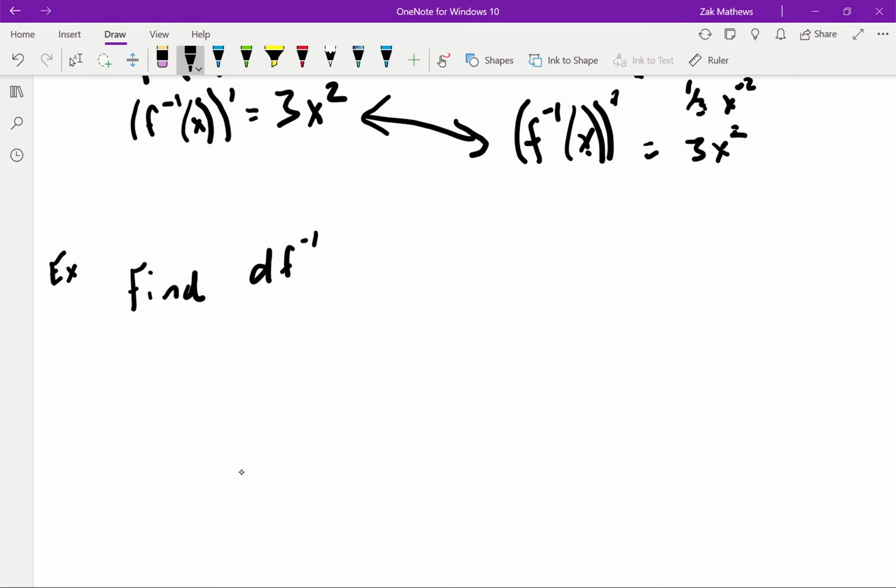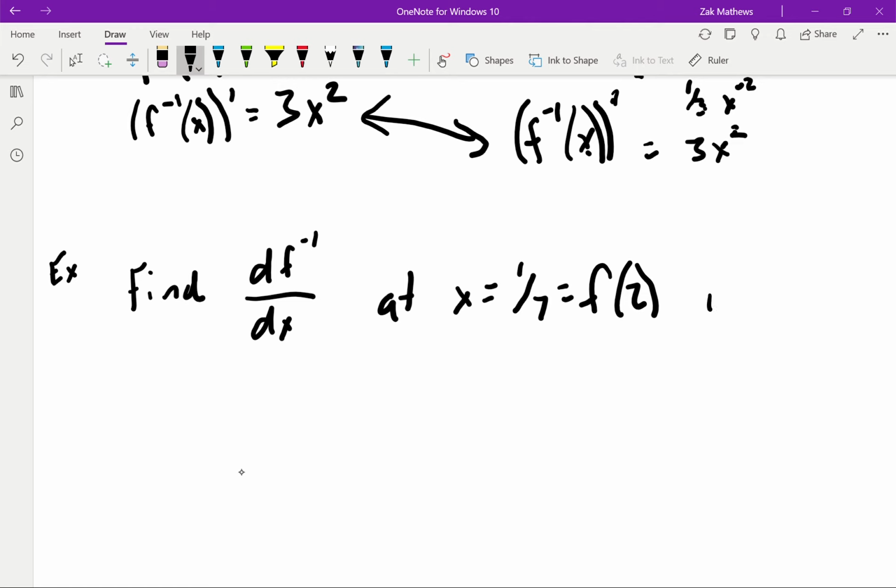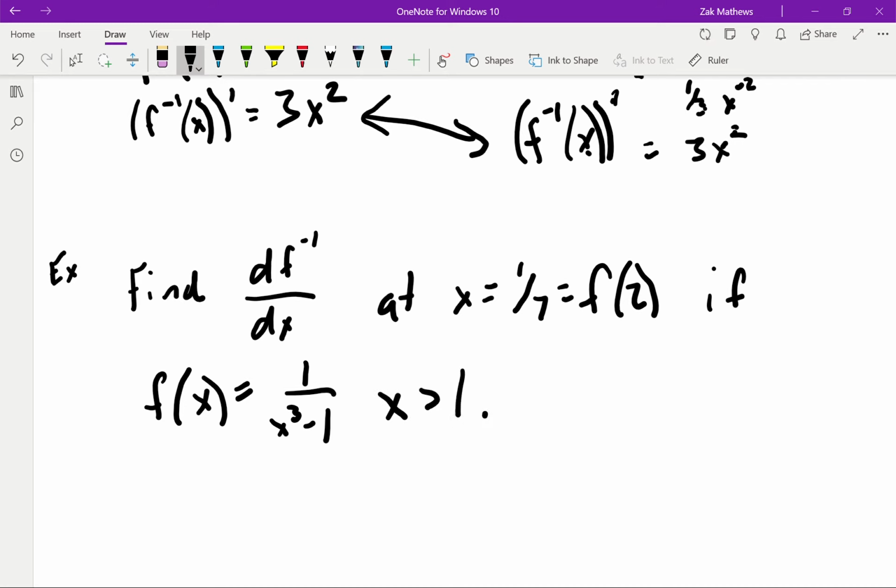Find the derivative of the inverse function at x equal to 1/7, which is equal to f of 2. I'll explain why we have that in just a minute. If f of x is equal to 1 over x cubed minus 1, where x is greater than 1. All right, so we are finding the derivative of the inverse function.